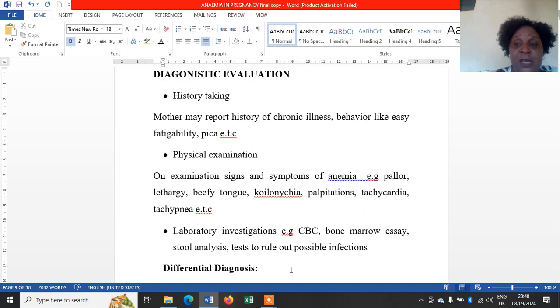After understanding how anemia can be classified or graded, now let us look at the diagnostic evaluation. What steps may we need to diagnose anemia, especially in pregnancy? One, we need both the subjective data and then the objective data. For the subjective data, we take history. Here, a mother may report a history of chronic illnesses and symptoms like easy fatigability, etc.